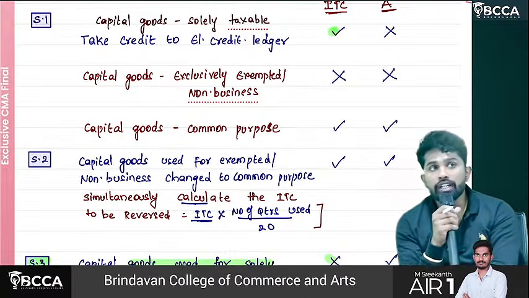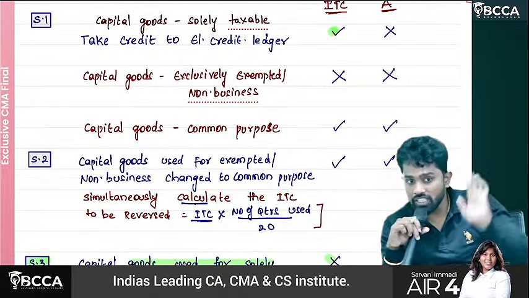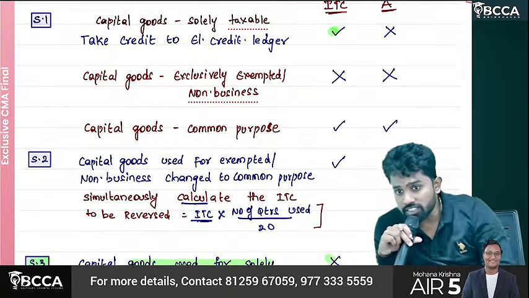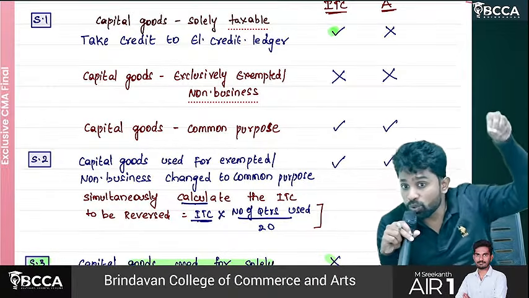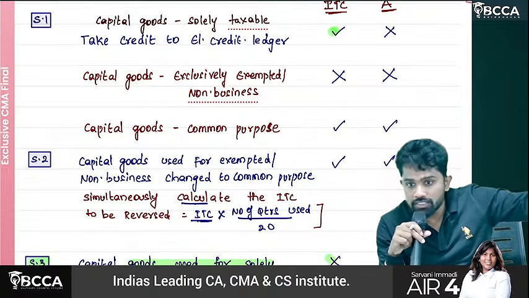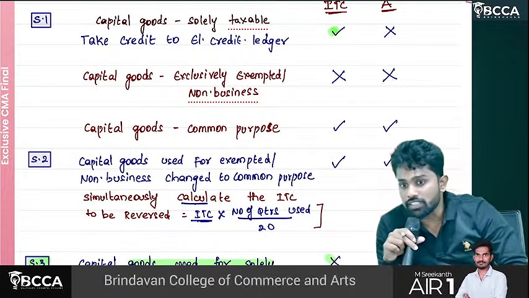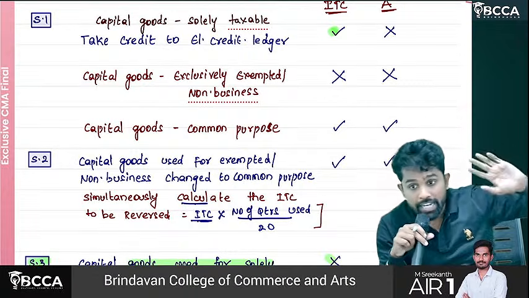Sir, this was not a capital good purchased now. It was purchased 2 years back or 3 years back. The capital good was purchased, and at that time it was used exclusively for exempted or non-business purpose. Sir, at the time of purchase, if it is exclusively for non-business or exempted purpose, will you avail ITC? So you didn't avail ITC back then.